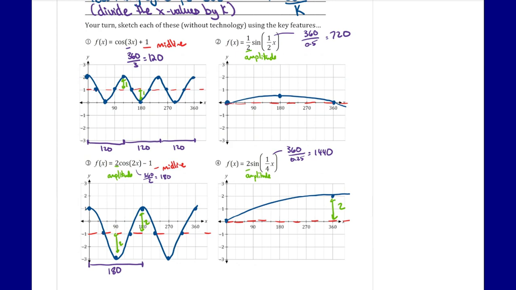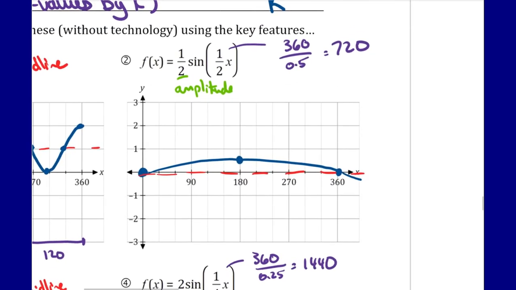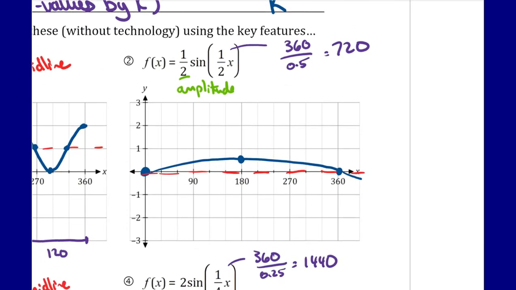So coming back to these 3 graphs, this is what we should have. Just look at all of them, and let's go into number 2. Looking at number 2, we see that our amplitude is a half. So from the midline to our maximum should be half, and same from the midline to the minimum. And our k value is a half. This means that in 360 degrees, we will see half of our function. That also tells us that the period for an entire function is 720 degrees.